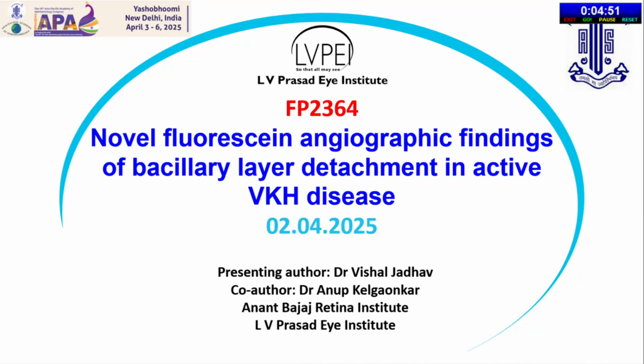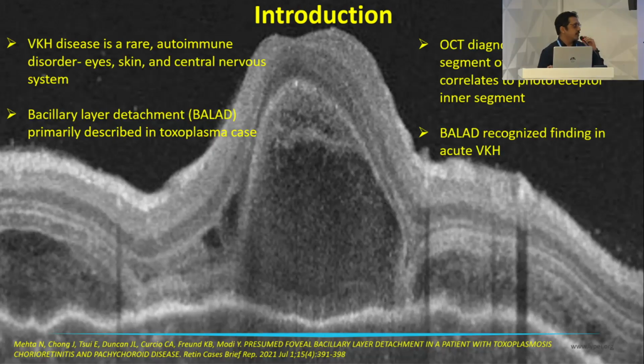So here you can see the title of the study. This is novel FFA findings, which we were trying to look at in cases of bacillary layer detachment in active VKH disease. This is the slide which we all are familiar with, that is VKH being a rare autoimmune disorder affecting multiple systems, as you can see, primarily the eyes, the skin, and the central nervous system.